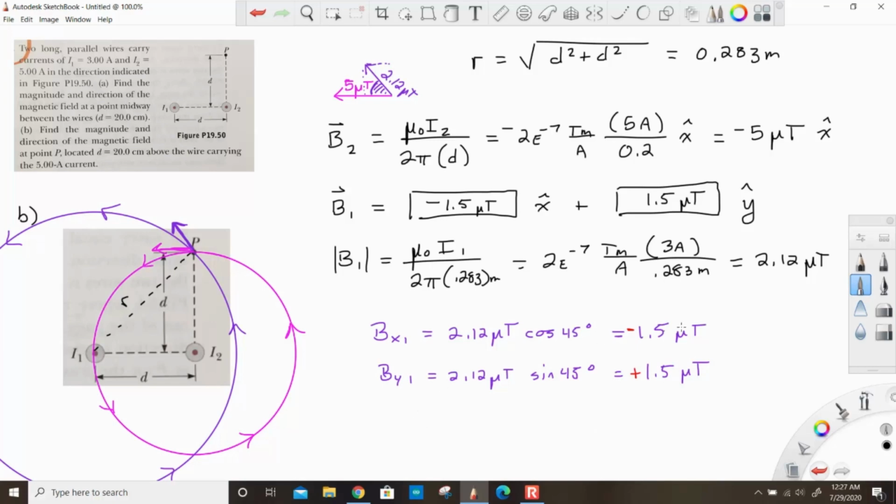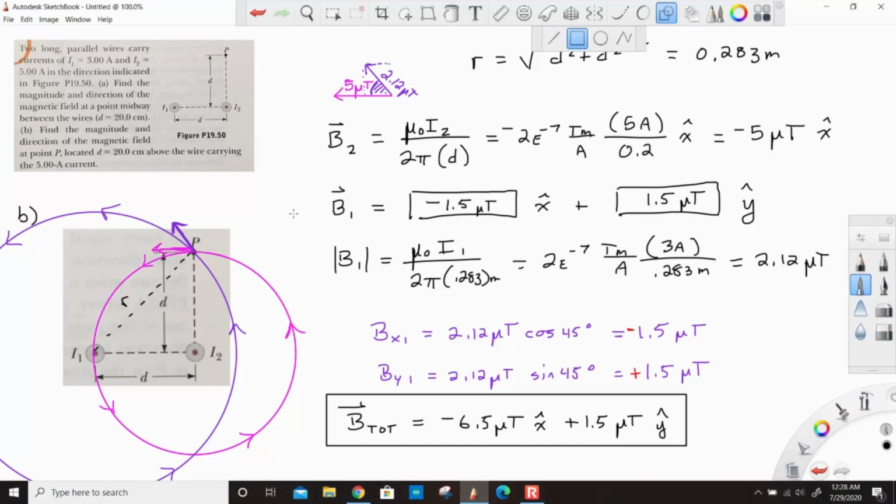So that gives us then a total. Remember, this magnetic field due to wire 2 is entirely in the x-hat direction. We will add that to this x-hat component, but not to the y-hat component. This is left all by itself. So the total magnetic field in vector form will be negative 6.5 microtesla in the x-hat direction plus 1.5 microtesla in the y-hat direction. Okay. Box that in.